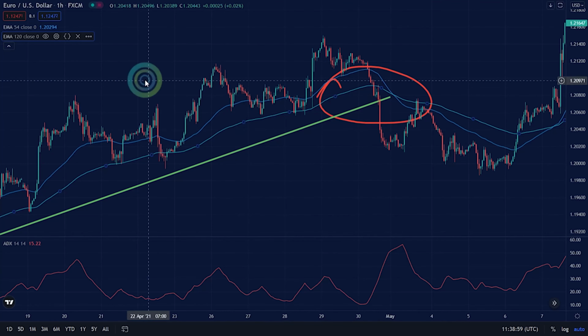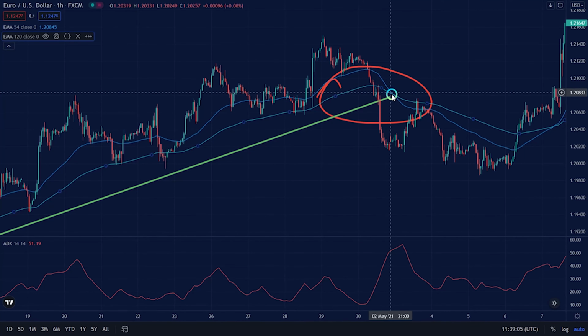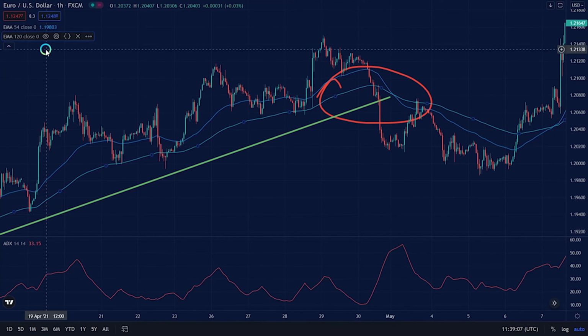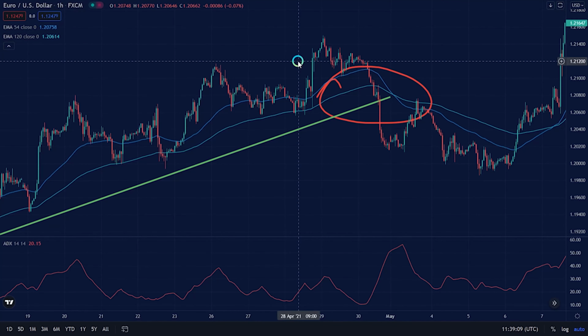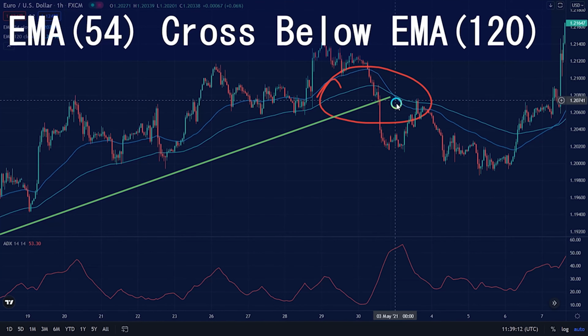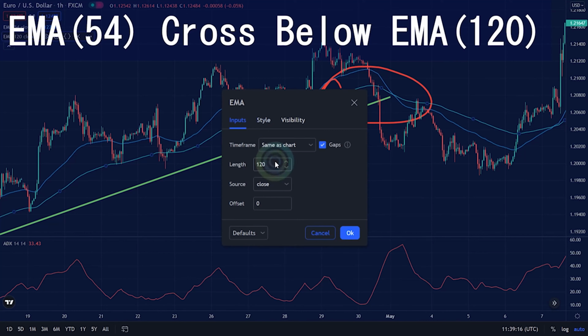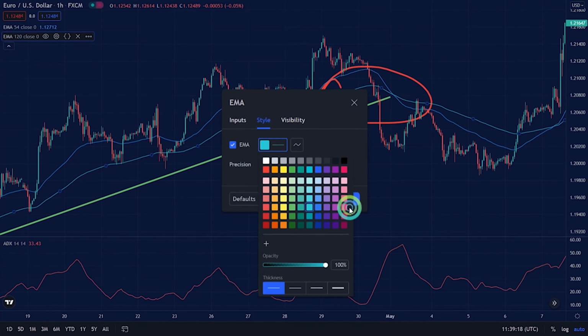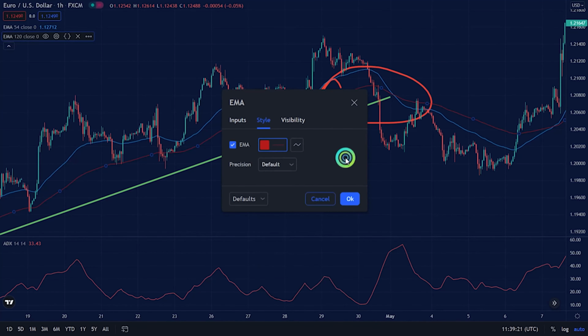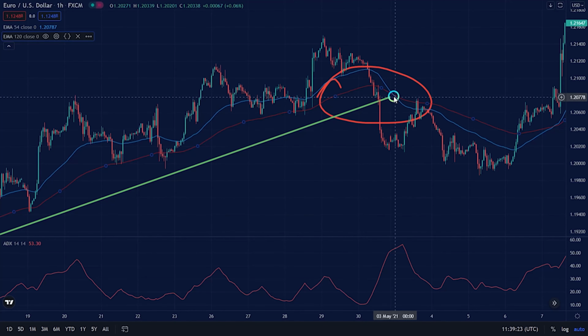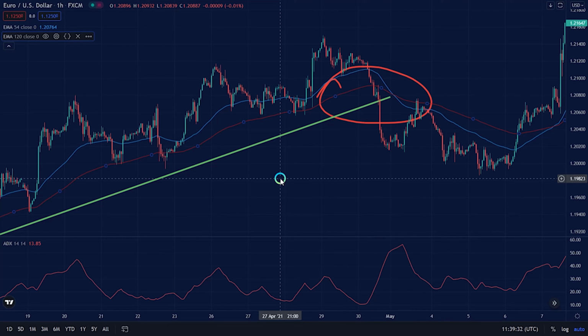Let's see. So here, if you take a look at it, it just happened because our condition is the following. When the smaller EMA crosses below the bigger EMA, in this case the 54 EMA crosses below the 120 EMA, then our first condition is great to close our trade. Now we have two other conditions.